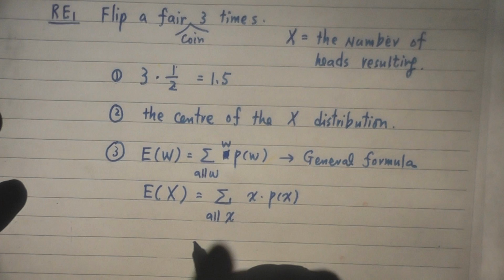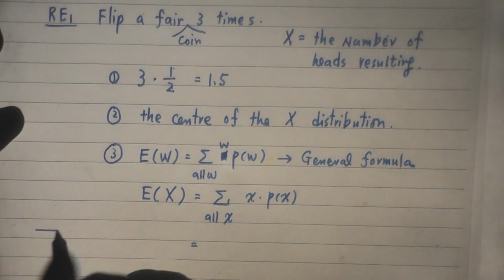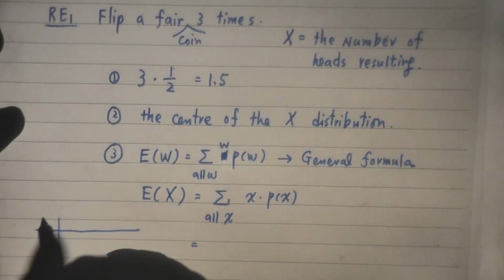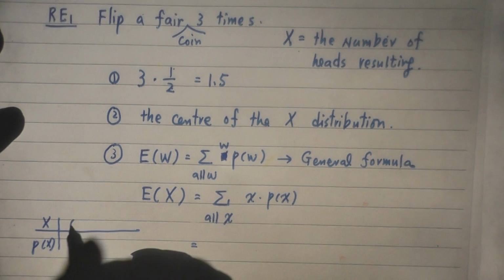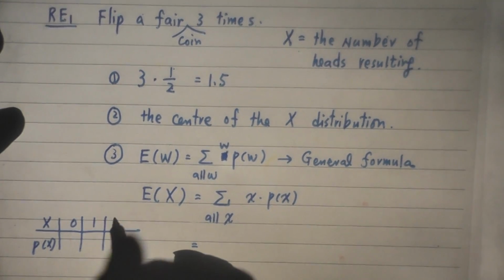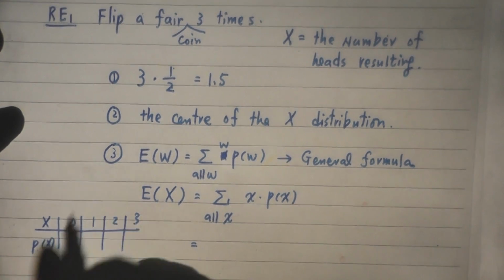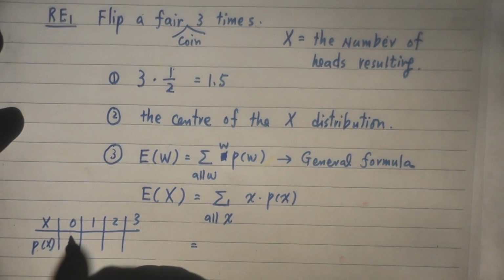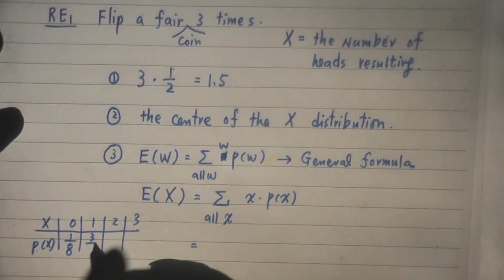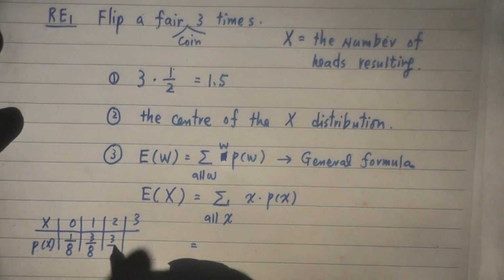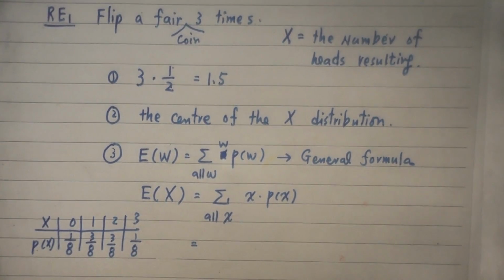Okay? So in our case, let's recall the PMF of x. Let me write it down here. Possible values of x are 0, 1, 2, and 3. How likely do you see x equal to 0? That chance is, for a fair coin, 1 over 8. How about only seeing one head? It is 3 over 8. This one, 3 over 8. This one, 1 over 8.